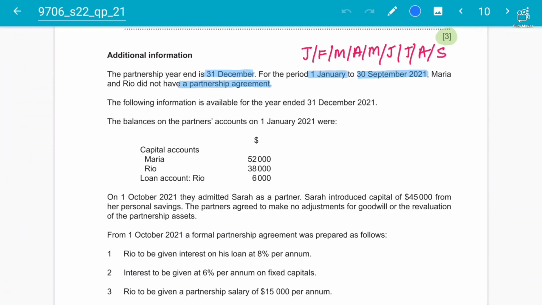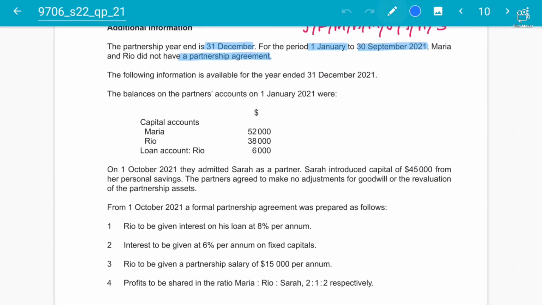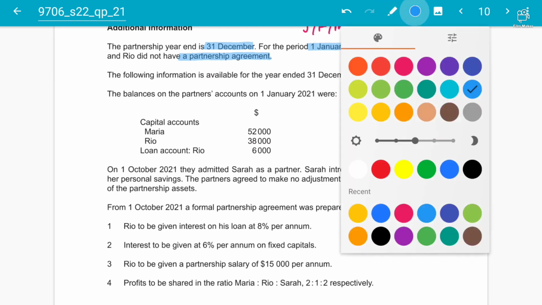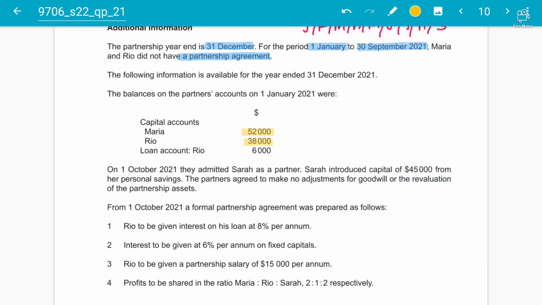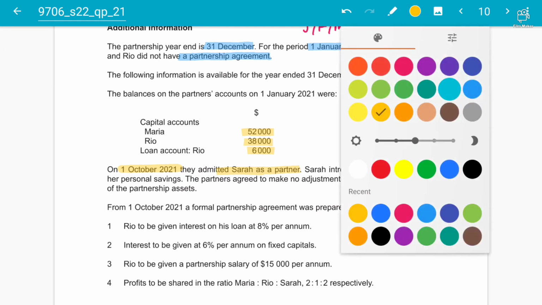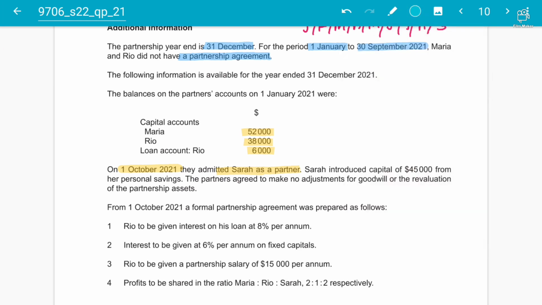Coming back to the question, we need to understand that we have been given the capital accounts; the following information is available. So we have capital accounts of Maria. Let's highlight that as well. We have Maria 52,000, Rio 38,000, and the loan account of Rio, which means Rio has given a loan of $6,000 to the partnership. So these are the capital accounts on 1st October, which means in the 10th month they admitted Sarah as a partner. Sarah is introducing capital of $45,000 from her personal savings, and the partners agreed to make no adjustment. So there is no goodwill here, no revaluation here.